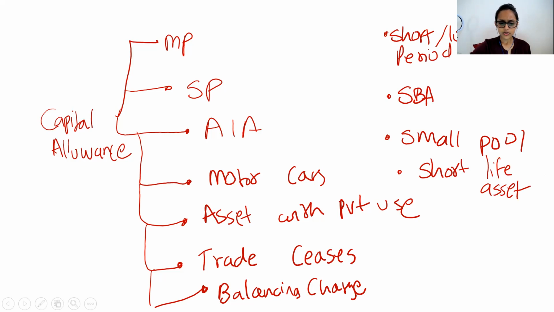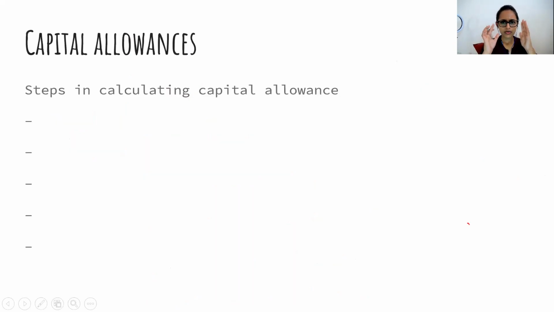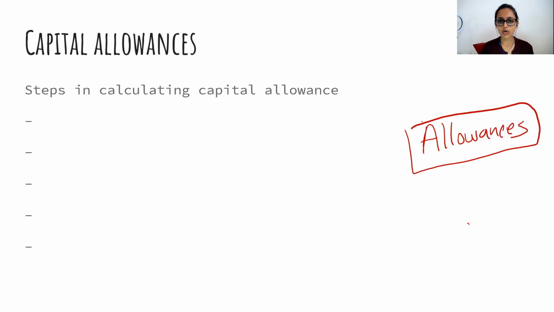Now, going into the main steps. Think about the format. How do you do the calculation? First, you start with TWDB, then you find out how many pools you require, then additions qualifying for AIA, then additions not qualifying for AIA, and then you do the WDA, and then you get the answer. So the total of the allowances column is what we require as our answer. All the additions we add, all the disposals we reduce. This is the basic way to do it.